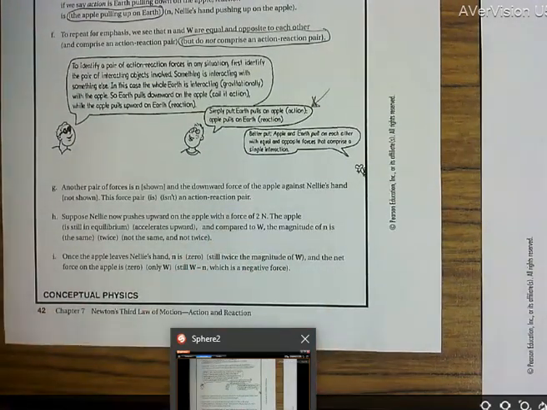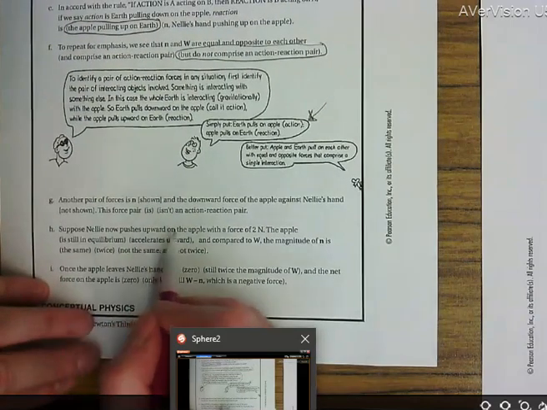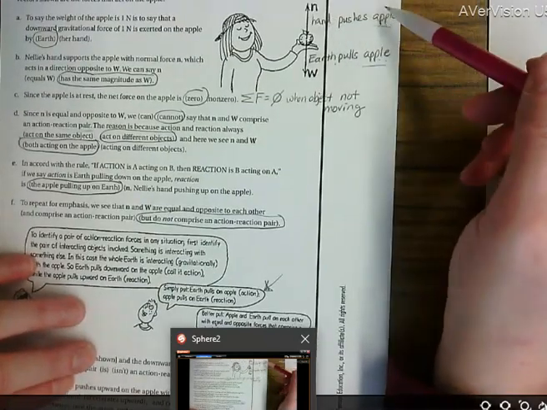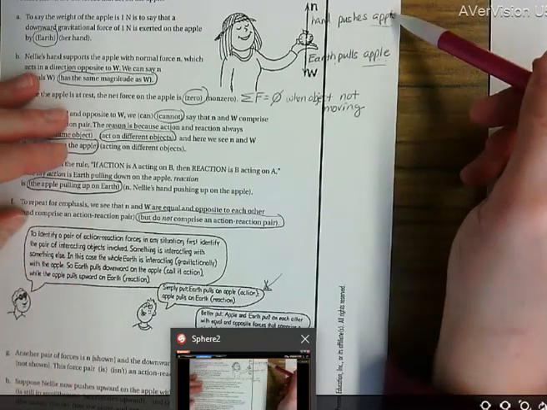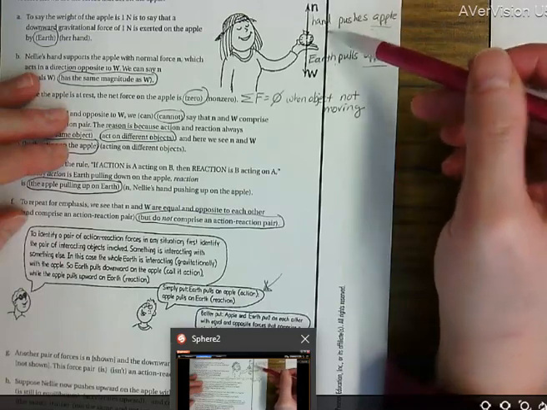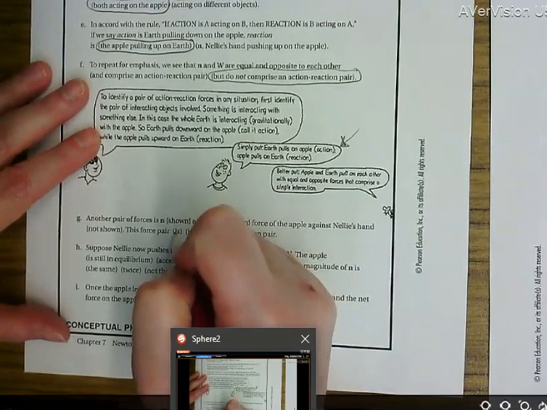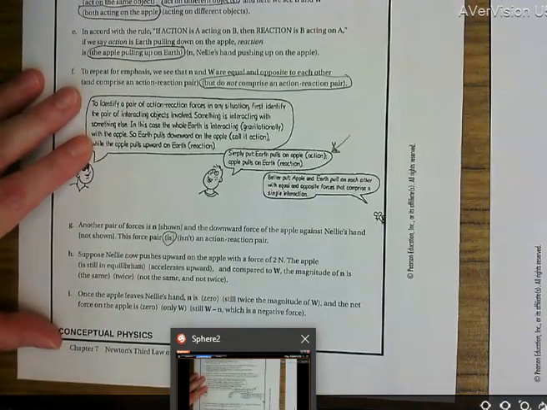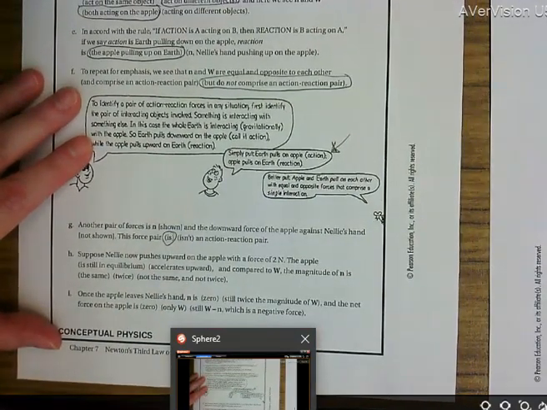Another pair of forces is N, shown, and the downward force of the apple against Nellie's hand, not shown. Is this force pair an action-reaction pair? So if we have hand pushes apple, and apple pushes hand, that is an action-reaction pair.